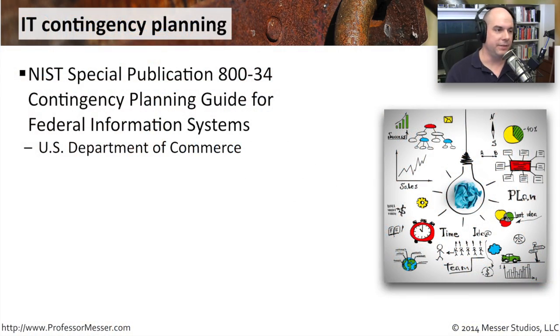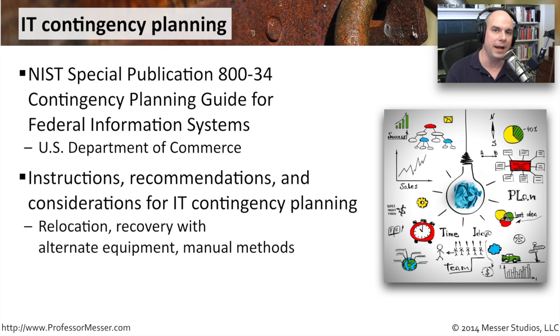There are some guidelines available for IT contingency planning. This is a NIST publication, special publication 800-34, called the Contingency Planning Guide for Federal Information Systems. It's put out by the National Institute of Standards and Technology, part of the U.S. Department of Commerce. And this has instructions, recommendations, and considerations for your IT departments to be able to do contingency planning.